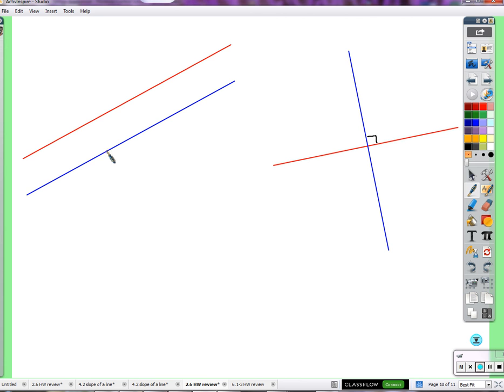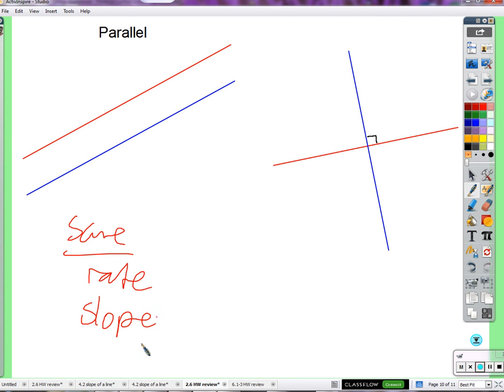What would you say about these two lines? Parallel. What do we know about parallel lines? They never touch. They have the same rate, the same slope, the same constant rate of change. Yes, they have the same rate. They have the same slope. They have the same delta y over delta x.